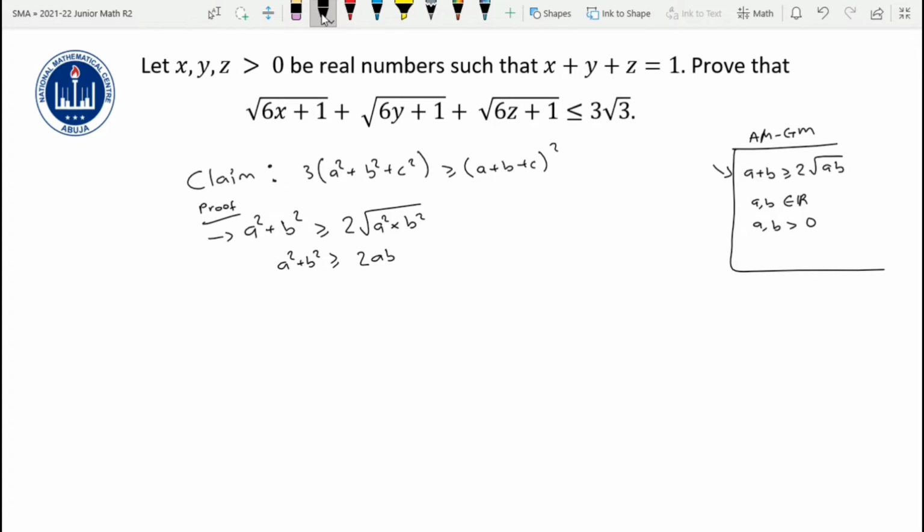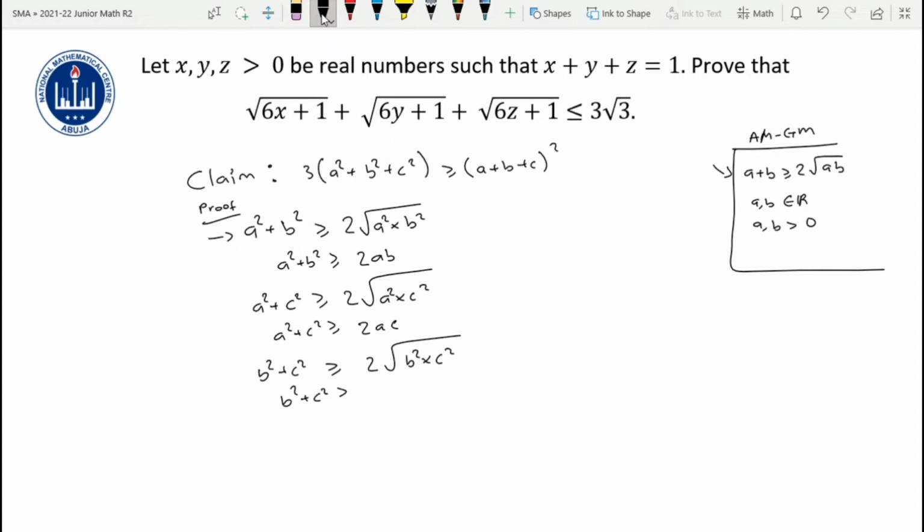When we do something similar for a squared plus c squared, we get that a squared plus c squared is greater than or equal to 2 root a squared times c squared from the AM-GM inequality, and so a squared plus c squared is greater than or equal to 2ac. And for b squared plus c squared, we have something similar, 2 root b squared times c squared, so b squared plus c squared is greater than or equal to 2bc. We're going to call these inequality 1, inequality 2, and inequality 3.